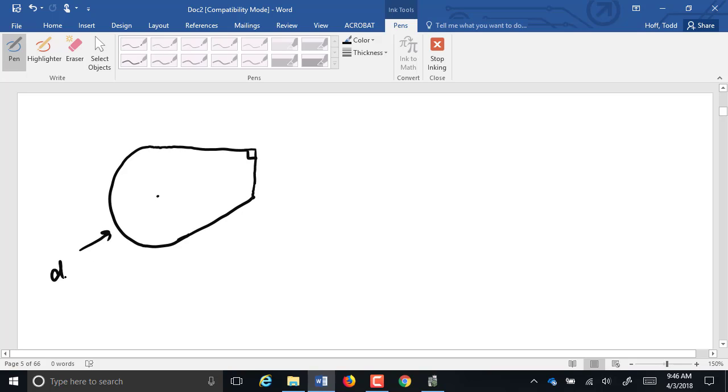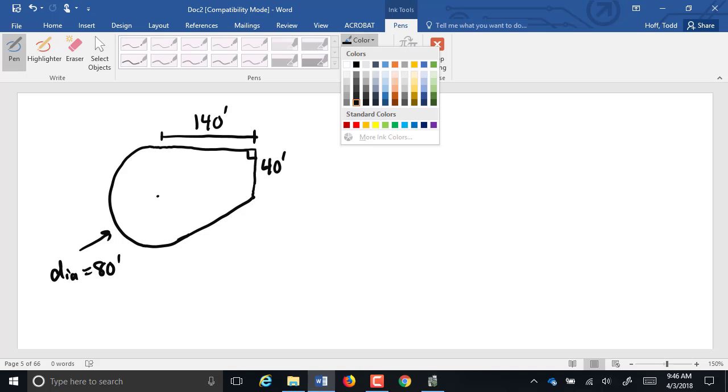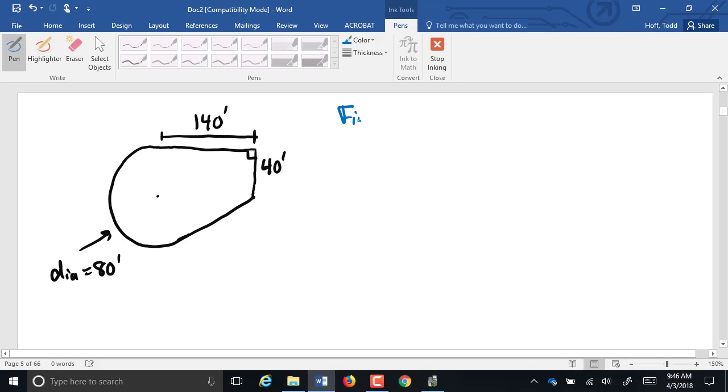So let's say we have a circle here that has a diameter of 80 feet. We've got a length here of 140 feet, and this here is 40 feet. We want to find the area of this. How would we find the area of this shape?